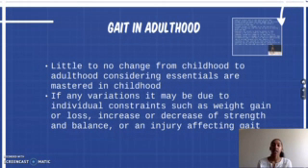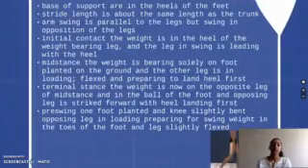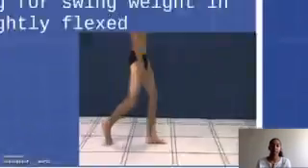Gait in adulthood. There's little to no change from childhood to adulthood, considering essentials are massive in childhood. If there are any variations, it may be due to individual constraints, such as weight gain or loss, increase or decrease of strength and balance, or an injury affecting gait. Let's go ahead and watch this guy's gait movements.